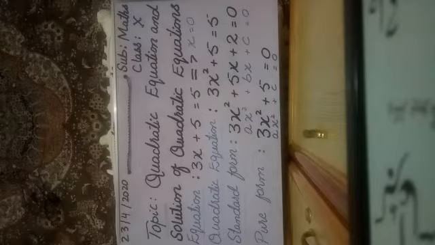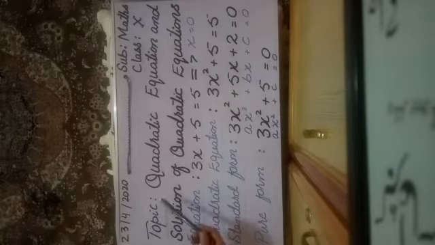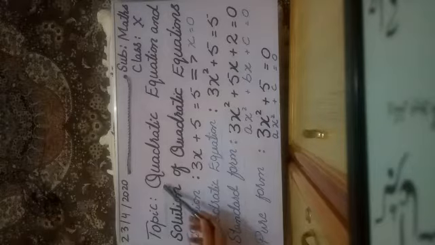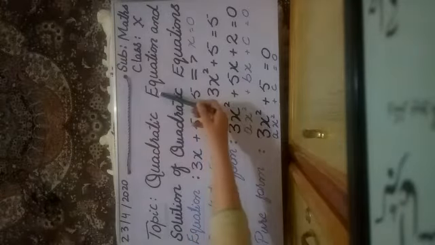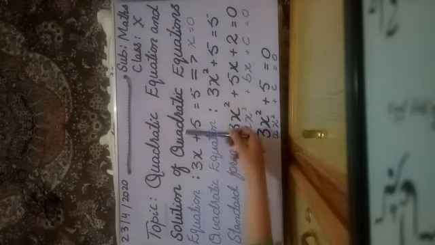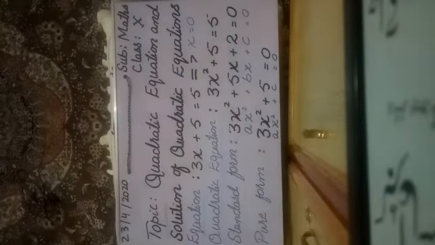The mathematics book of class 10 is written by Chaudhary Asghar Ali, Muhammad Muin and Muhammad Habib. The book consists of 13 chapters, and the very first chapter which we are going to start today is quadratic equations. The very first topic of the first chapter is quadratic equation and solution of quadratic equations.